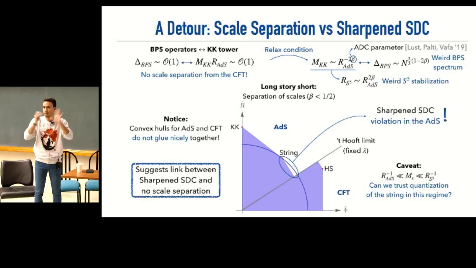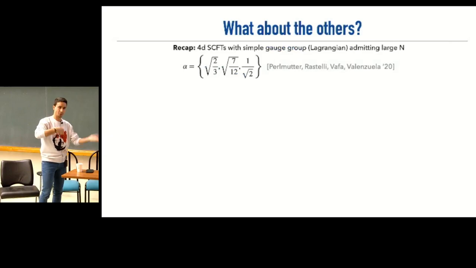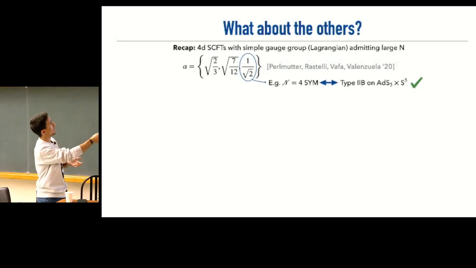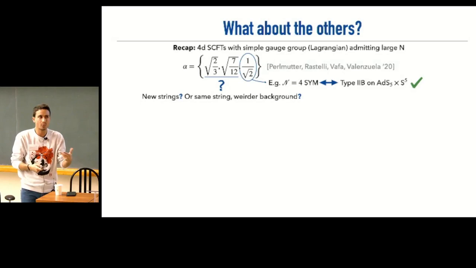So, let me now continue with the purpose of the talk. What about the others? I explained that the one with the square root of 2 seems to be the new type to be extreme. That's okay. But what about the others? Are these new strings, as I suggested in a previous slide, or is it the same string but in weirder patterns? This is the question we can ask.